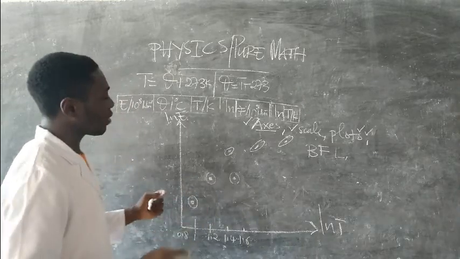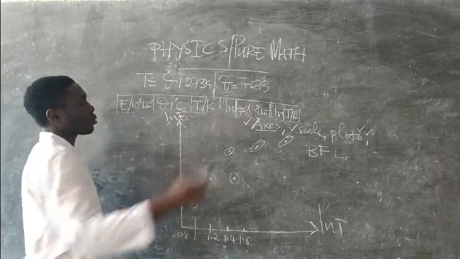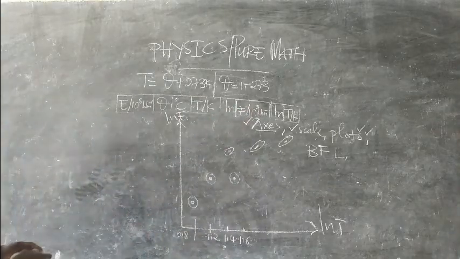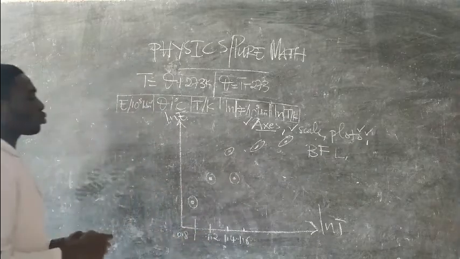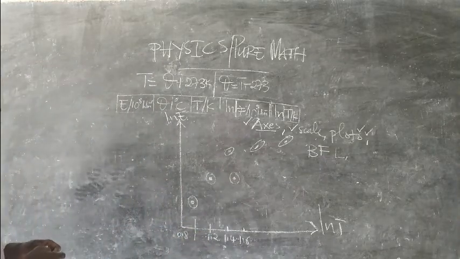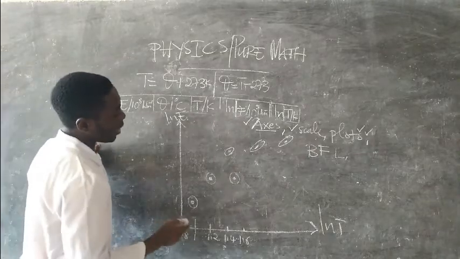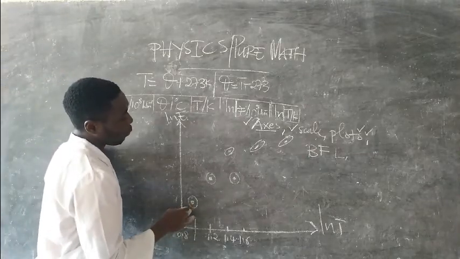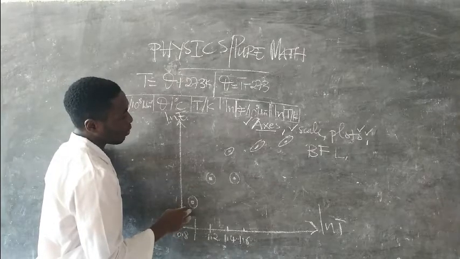So if you want to draw it, for example, sometimes it does not go through a value. For example, if I've just plotted points randomly on the board, there are 1, 2, 3, 4, 5, 6 points here, and I want to draw my best fit line. So what am I going to do? I place my ruler in such a way that I should have equal number of points below, and equal number of points above the line.